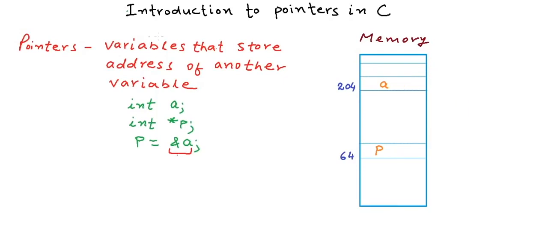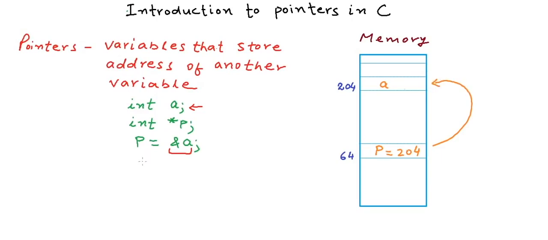Okay, so let's try to see a simulation of this. Let's say when we declared the variable a, it was allocated address 204. Now we declare a pointer to integer p. Let's say it was allocated address 64. Now when we write a statement like p is equal to ampersand a, p now has the address of a and it kind of points to a.